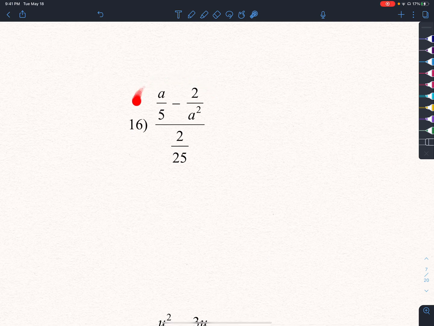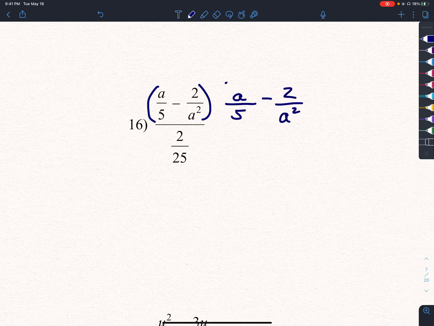So here in the numerator, the first thing we're going to do is rewrite this whole thing. So we're going to take this entire front piece, and we'll write a over 5 minus 2 over a squared. That whole thing is in brackets, and that is being divided by 2 over 25. So I kind of wrote it in a way so that it's less vertical, and we can work with it chunk by chunk. So we're going to deal within the brackets first.